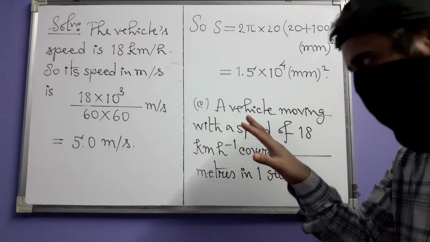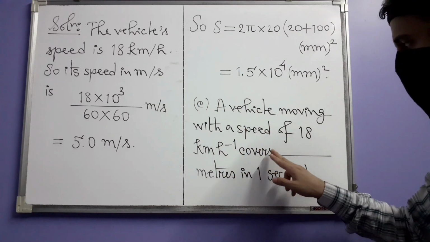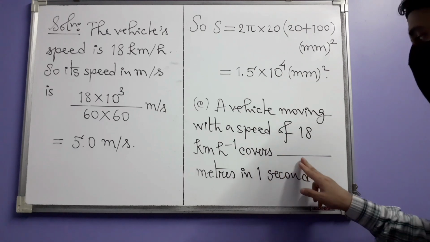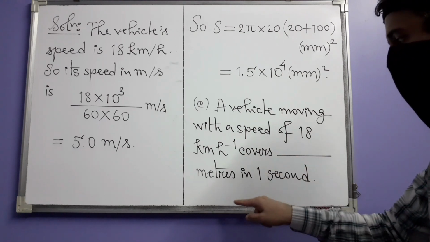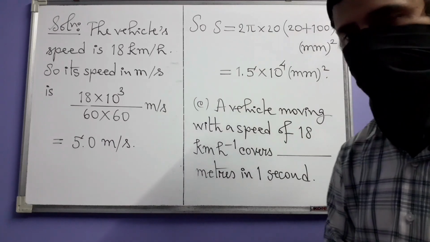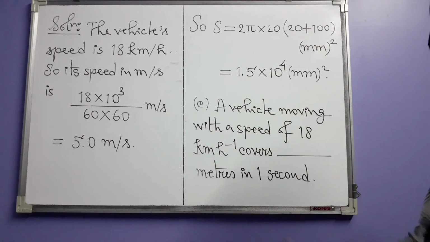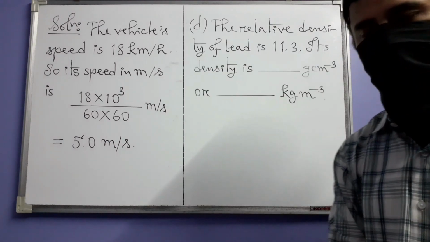That, however, itself is not the answer. We want to say how much distance the vehicle covers in meters in 1 second, because this is the speed. So the distance is 5.0 meter. That's what you should write here. Next we have part D.